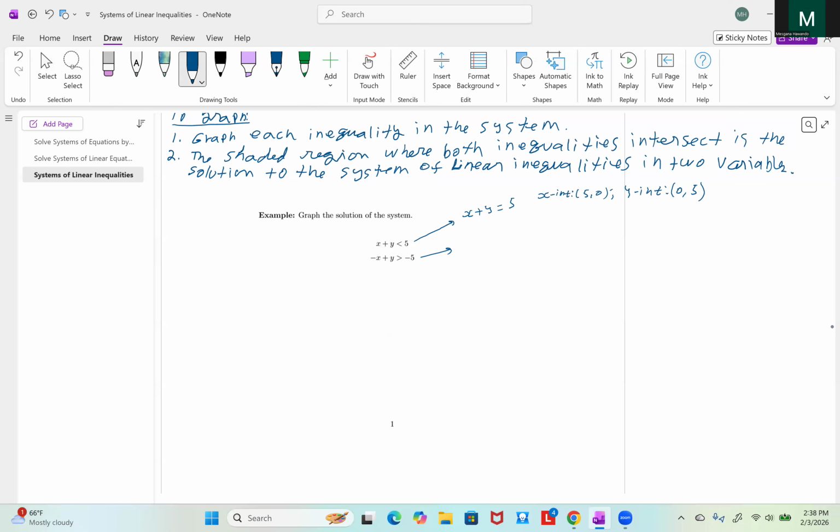For the second inequality, we're going to graph the equation minus x plus y is equal to minus 5. For this, the x-intercept is when y is 0, x is 5. The y-intercept, when x is 0, y is negative 5. So we have two ordered pairs for each of these equations. So now we can graph each line.